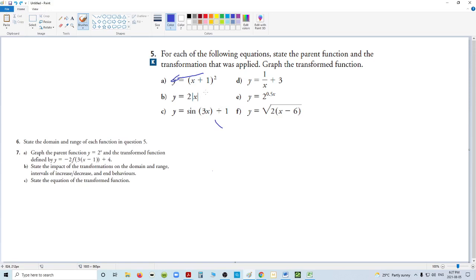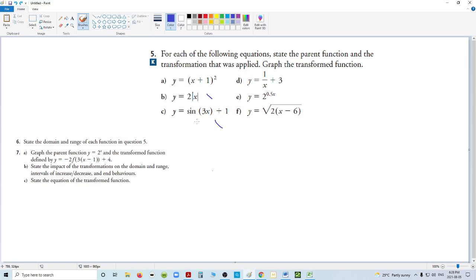What about this one? Is the 2 inside beside the x or outside? It's outside, so that means all my y values have been vertically stretched by a factor of 2. That means you would take your absolute value function, take your 5 key points, and multiply all those y values by 2, and keep all the x values the same. So essentially it's going to be a thinner V. And that's how you would do it.